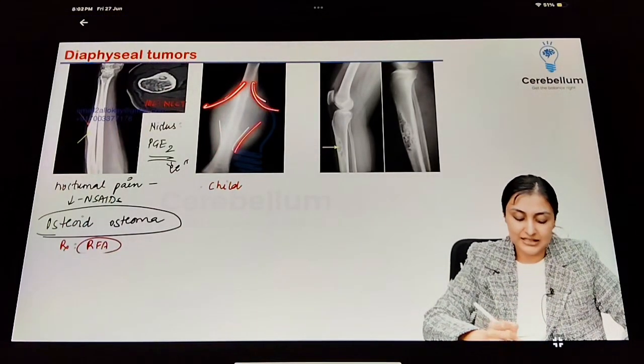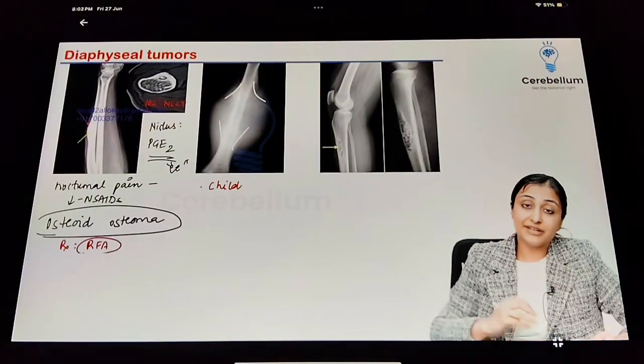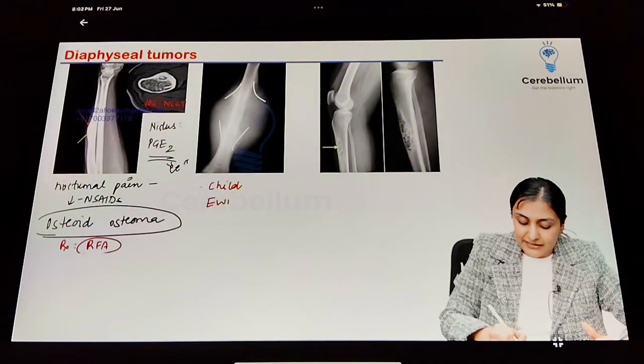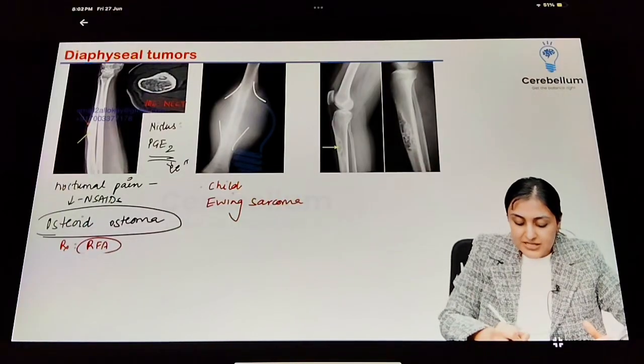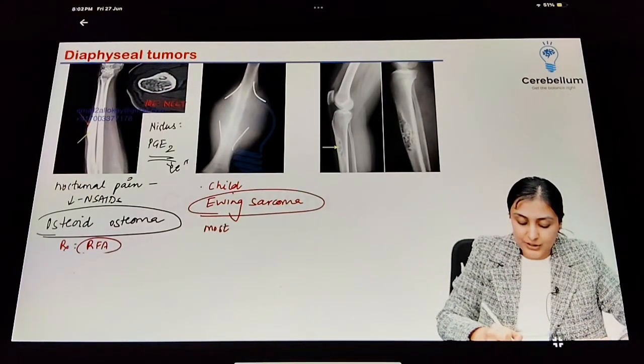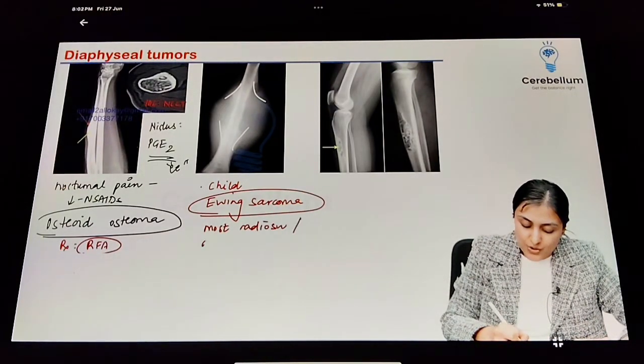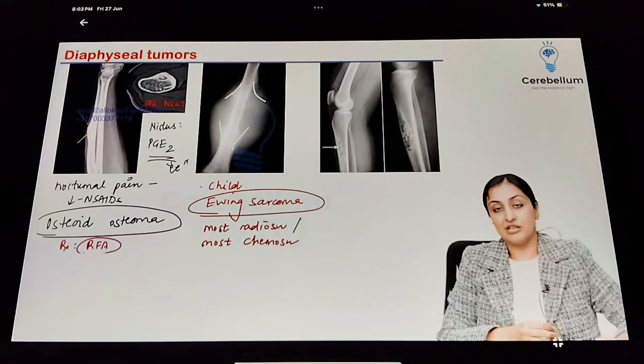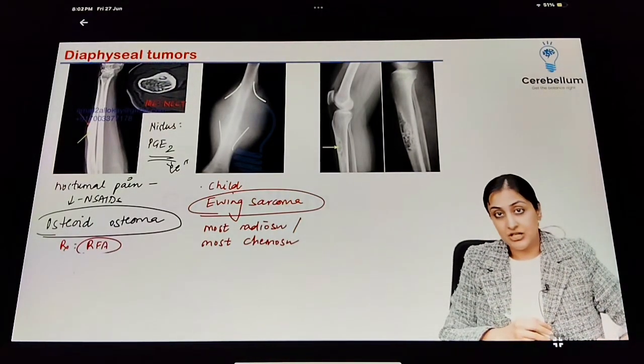So here you can see this incomplete periosteal lifting indicating a very aggressive lesion. So an aggressive lesion in the diaphysis of a child is Ewing sarcoma. So this is Ewing sarcoma for you. This is the most radio sensitive tumor. This is also the most chemo sensitive tumor. So basically the management is going to be a combination of chemo plus radiotherapy. So this is Ewing's sarcoma.